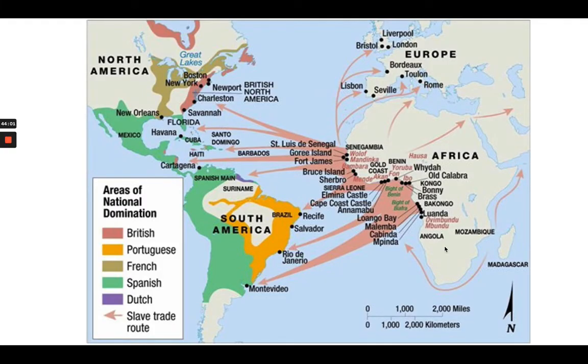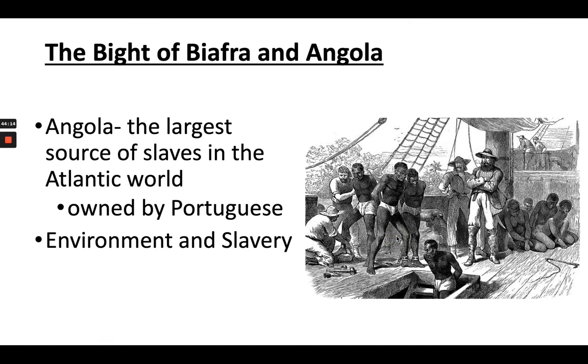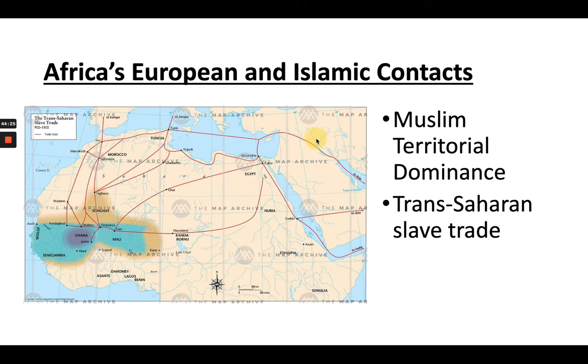So here's another great map showing which areas really dominated and where slaves were coming from and where they were going. So Angola is the largest source of slaves in the Atlantic world. I said that, and I actually already talked about the environment. So let's talk about the Trans-Saharan slave routes.